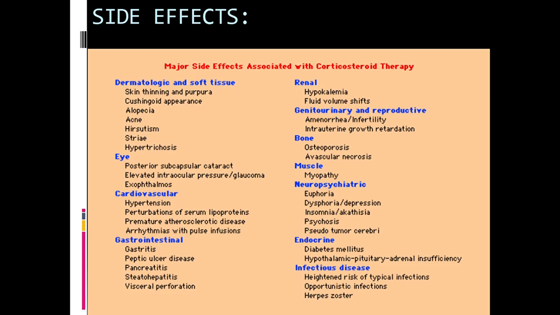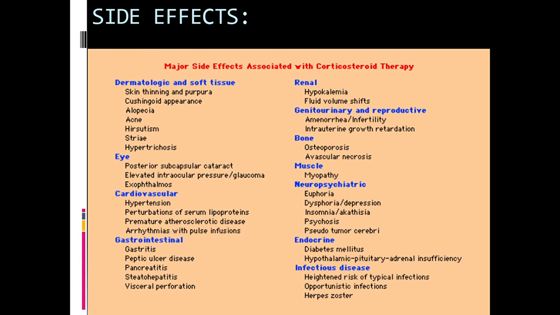Then coming to the major side effects with corticosteroid therapy. Dermatologic and soft tissue: skin thinning and purpura, Cushingoid appearance, alopecia, acne, hirsutism, striae, hypertrichosis. In the eye, posterior subcapsular cataract can occur, elevated intraocular pressure or glaucoma, exophthalmos.